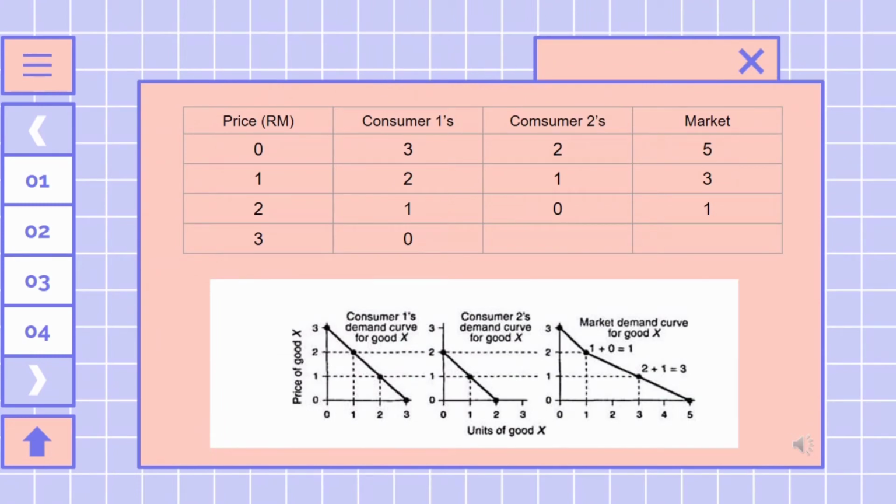The tables and diagrams show individual demand, which is consumer 1 and consumer 2, and market demand after the sum of all individual demands. For example, at a price of 1 ringgit Malaysia, consumer 1 has 2 units of good X and consumer 2 has 1 unit of good X. So the market demand for good X is 3.